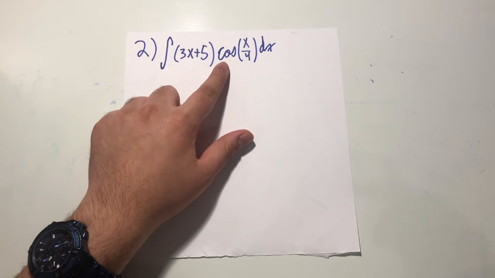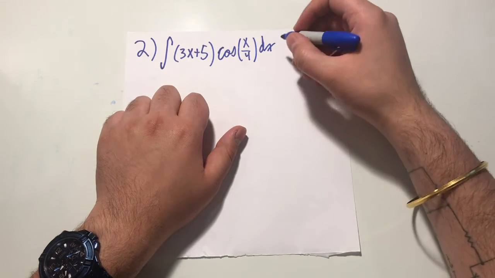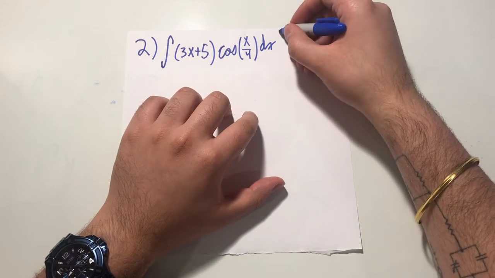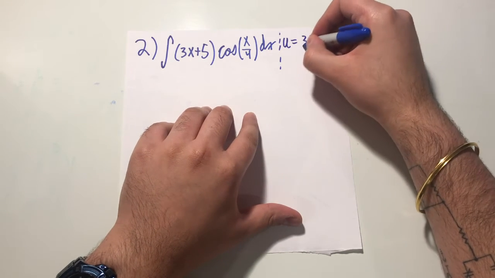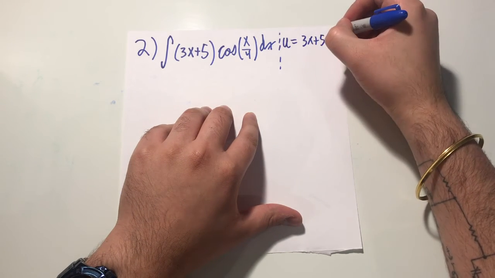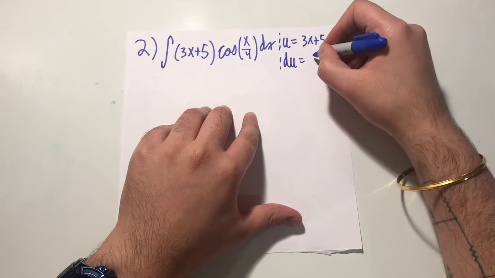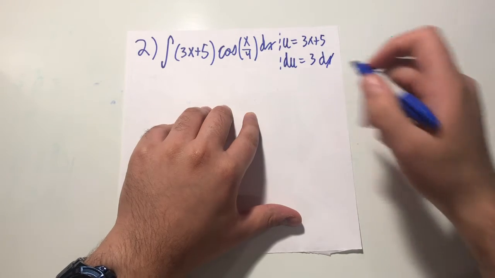So just out of personal preference, I would rather take the derivative of this than take the derivative of this. So I'm going to make u equal to 3x plus 5, right? So this just goes to show there's no hard and fast rule. So u is going to equal 3x plus 5. So what would du equal? Pretty easily, that would equal 3 dx. Never forget the dx. Super important.